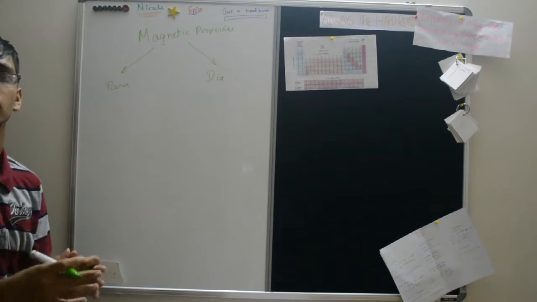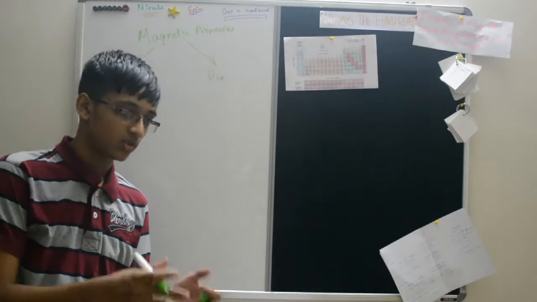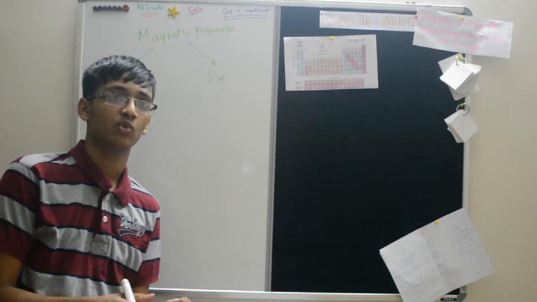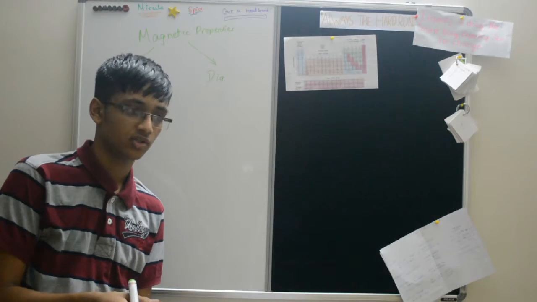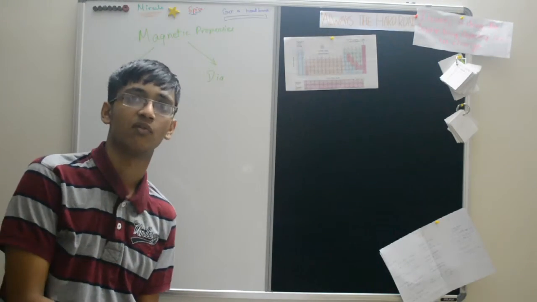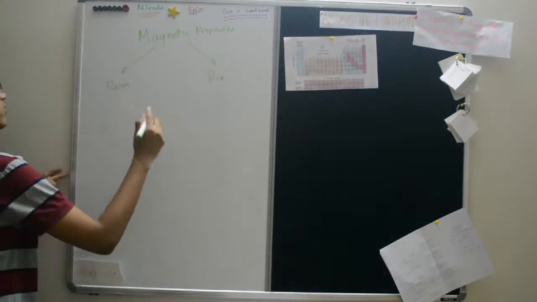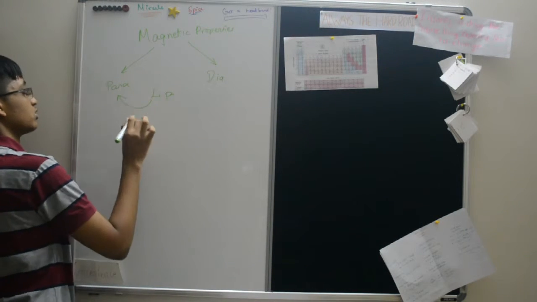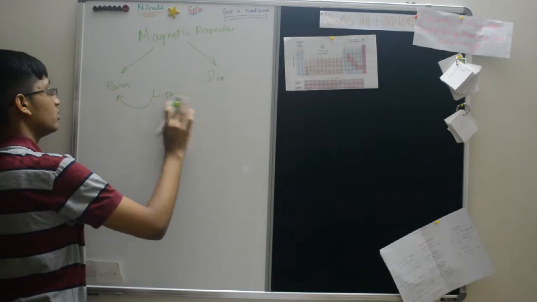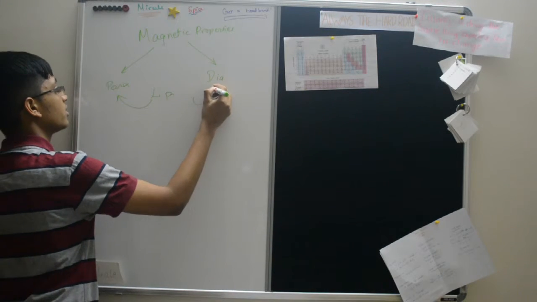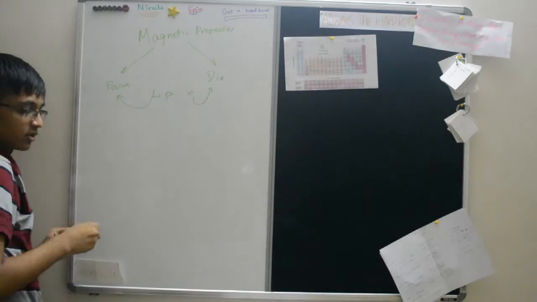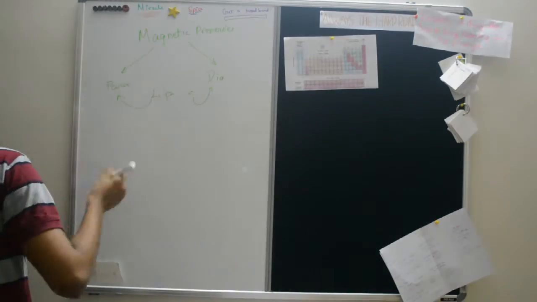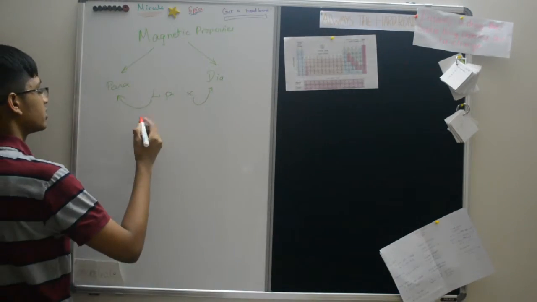It is having some charge present in it. Diamagnetic does not have any charge present in it, and the most probable reason is the presence and absence of lone pair electrons. So if there are lone pair electrons, then it's almost always para, and if there are no lone pair electrons, it's dia.